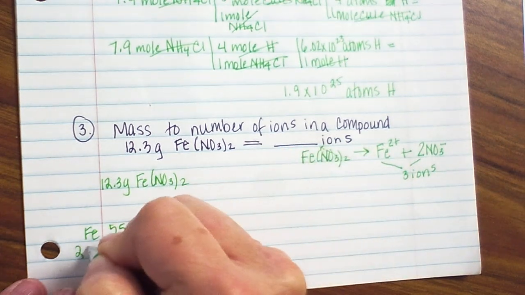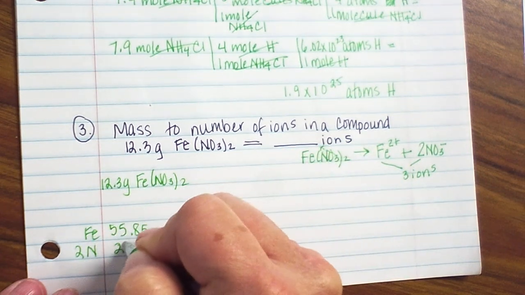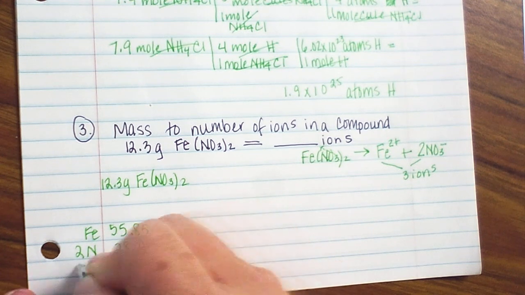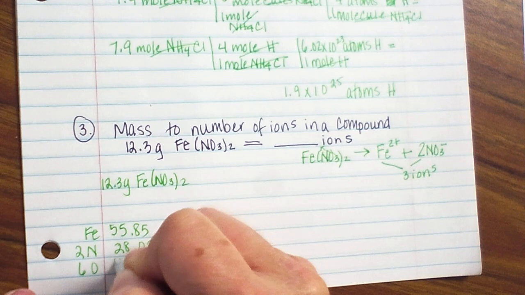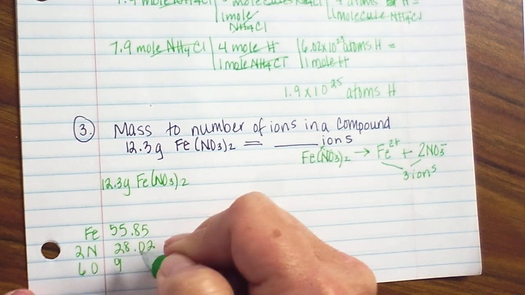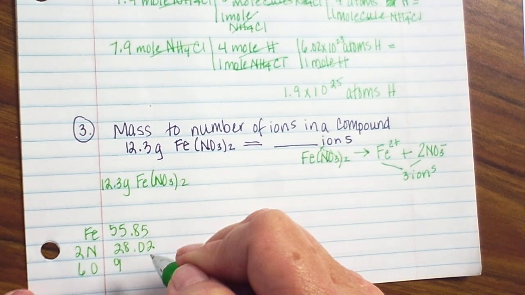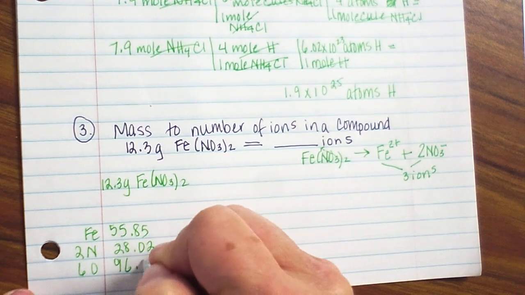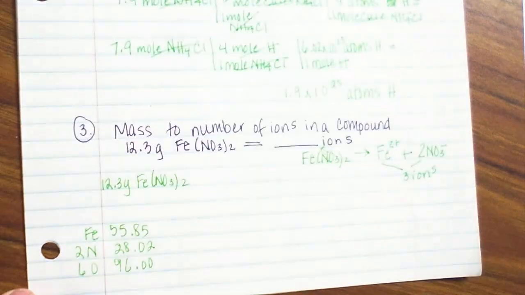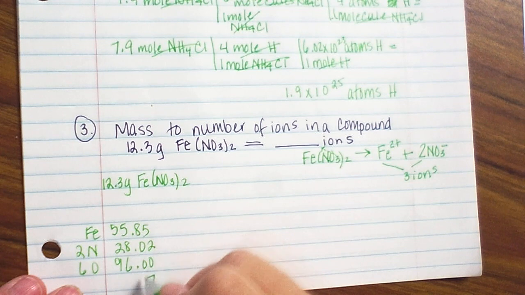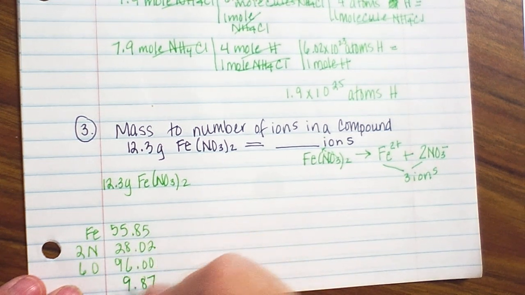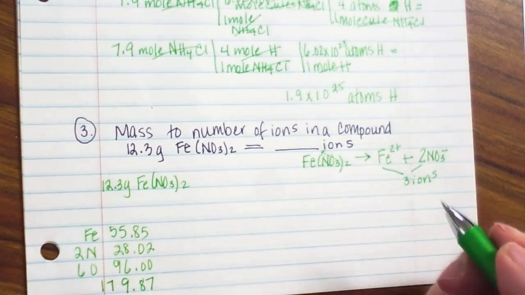I have 2 nitrogens for 28.02, and I have 6 oxygens for 96. So I get 179.87.